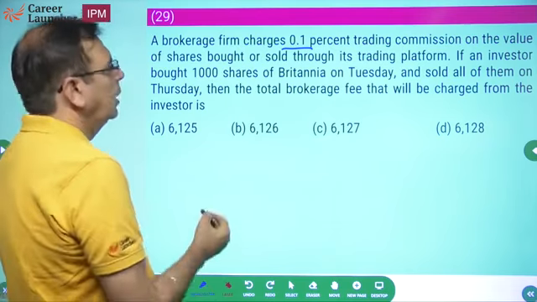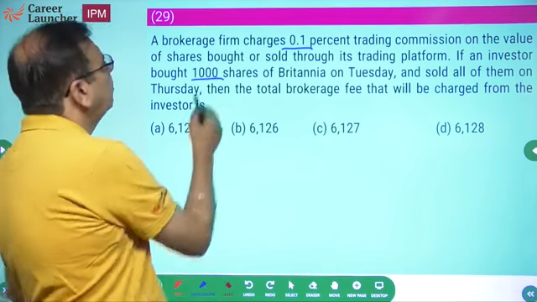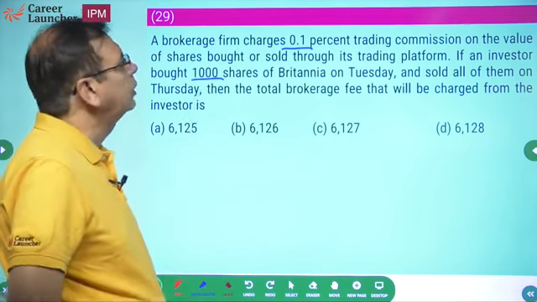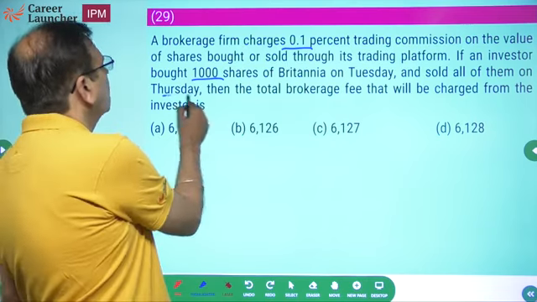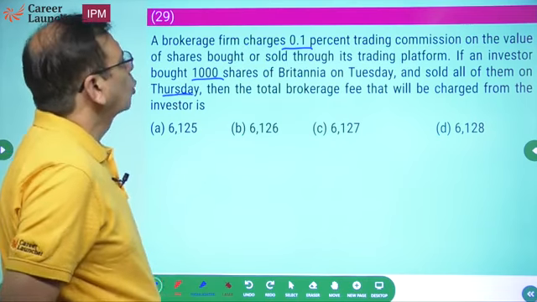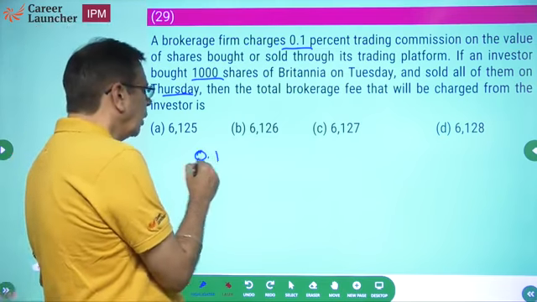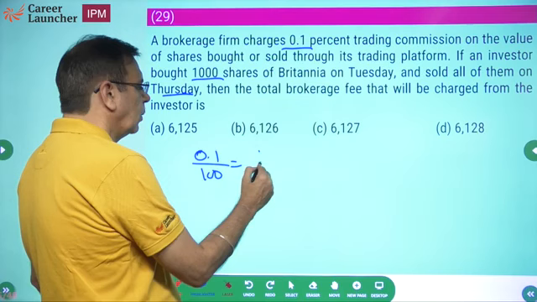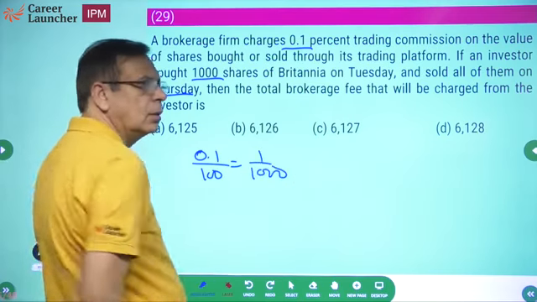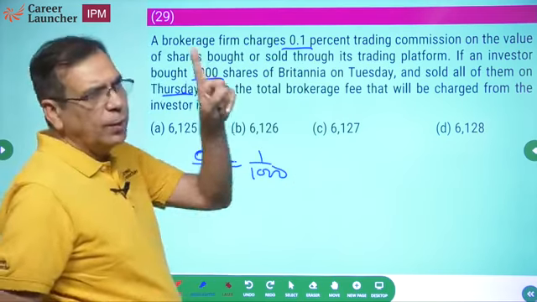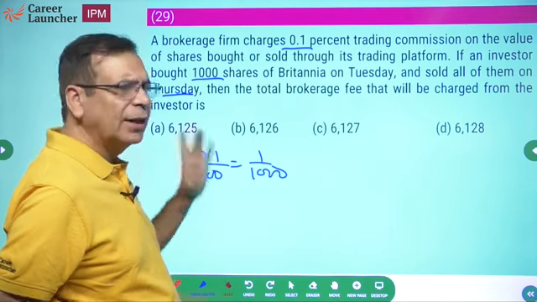Okay. 29. A brokerage firm charges 0.1% trading commission on the value of shares bought or sold during the trading platform. If an investor bought 1,000 shares of Britannia on Tuesday and sold all of them on Thursday, the total brokerage fee will be how much? What is 0.1%? It is 0.1 upon 100, which is 1 upon 1,000. For every 1,000 rupees, you will pay 1 rupee as brokerage. That is what it is saying.